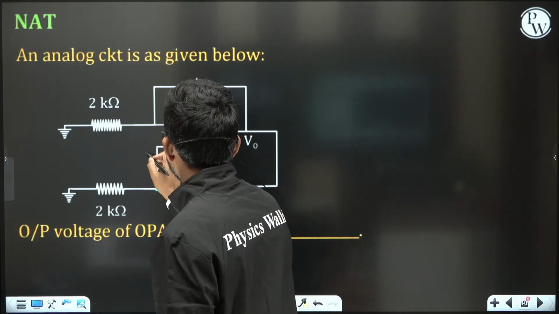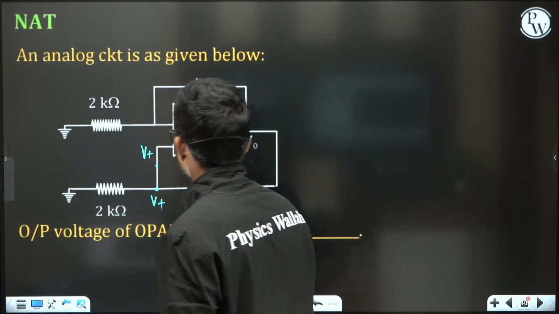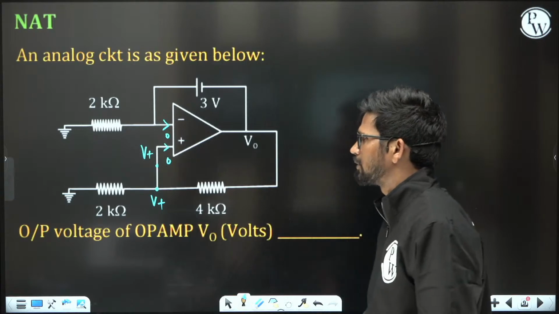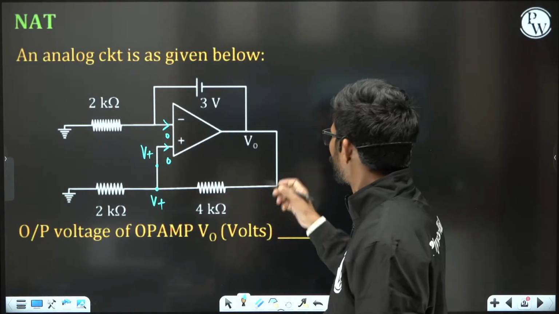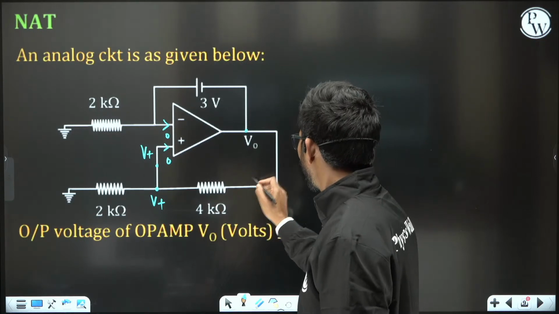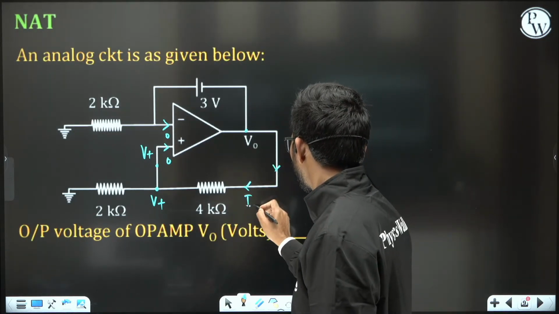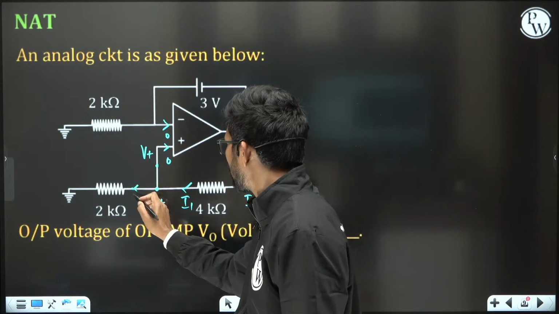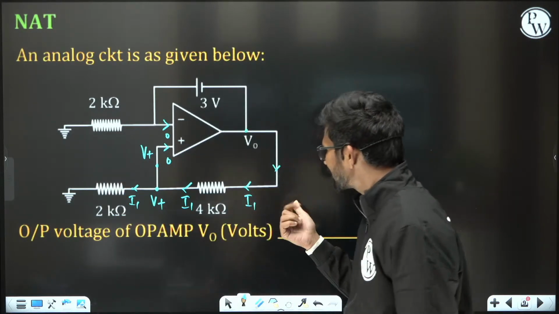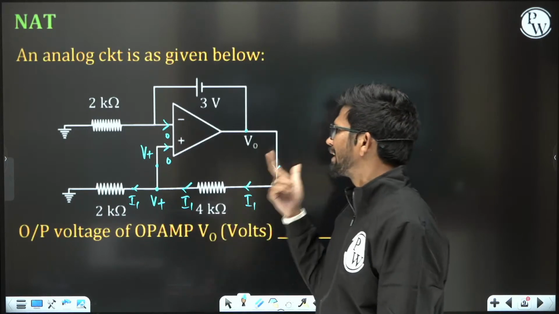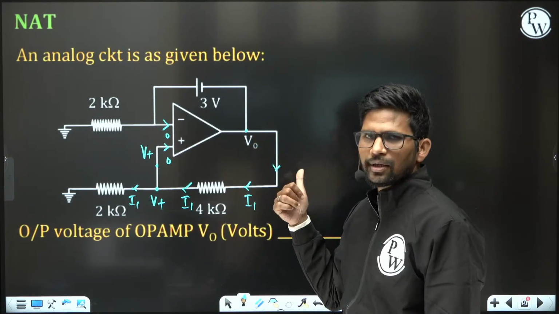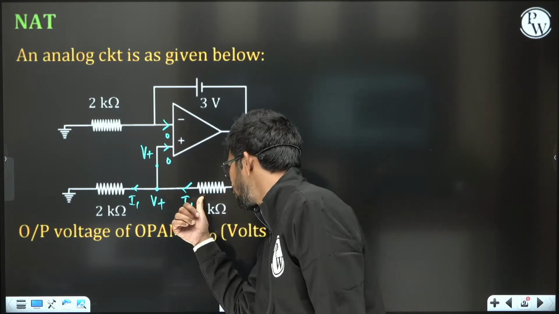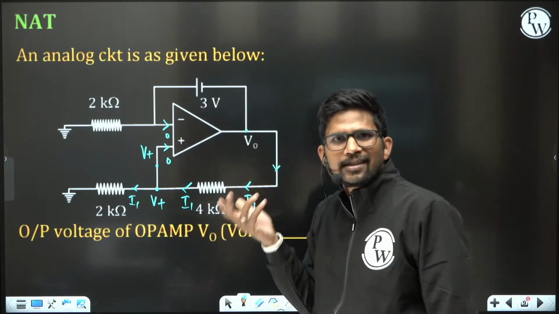This node is V plus. Here no current can flow because for an ideal op-amp the input resistance is infinity, so no current can enter from the negative or positive terminal. So this node voltage is V0. If current comes out in this direction, let's say this current is I1, then at this node no current flows, so all the I1 flows through this 2 kilo ohm. So the 4 kilo ohm and 2 kilo ohm are connected in series with respect to voltage V0, because V0 sends a current I1 that flows through the 4 kilo ohm as well as the 2 kilo ohm in series.